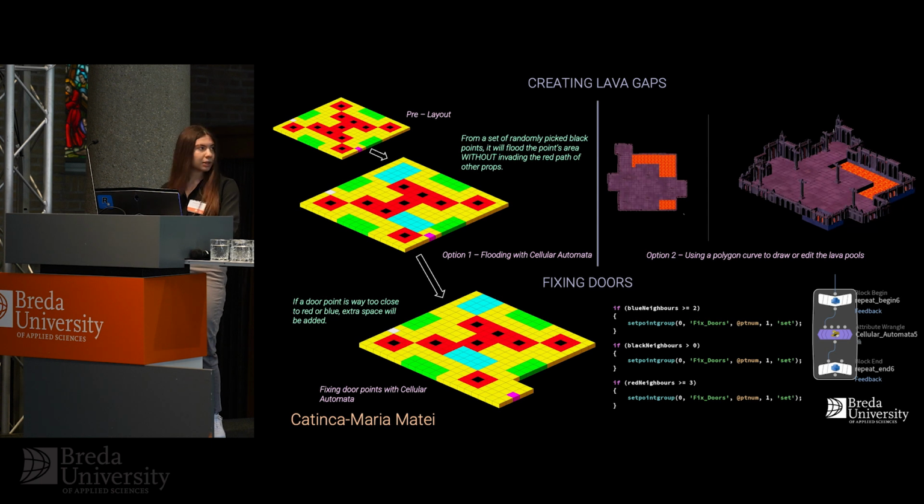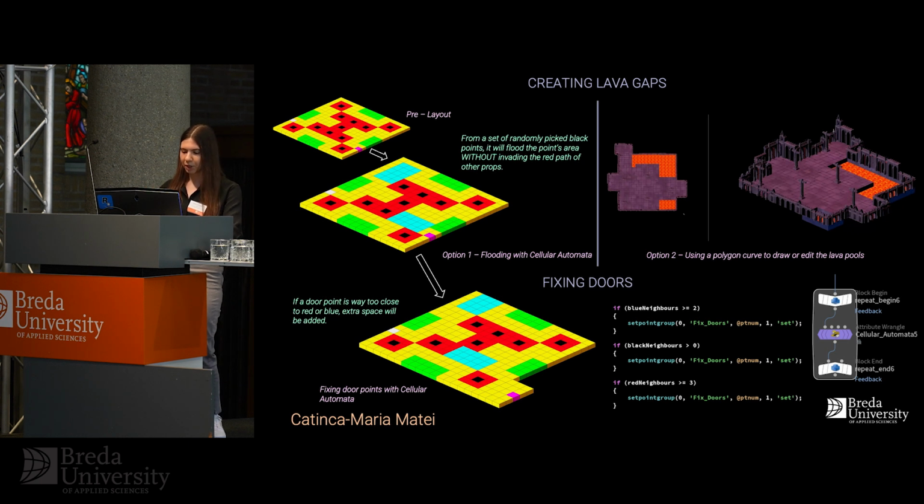The second method is more manual, and you just use a curve tool or a draw tool to select areas where you want the lava to go. All of this process basically modifies the level, and it can become quite hard for the player to get from the exits in different places, or the entrances.